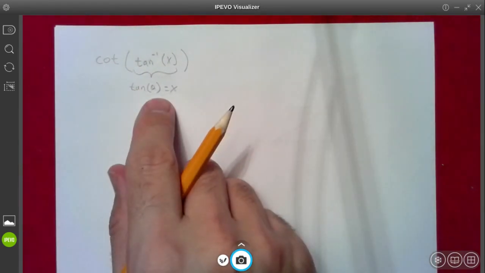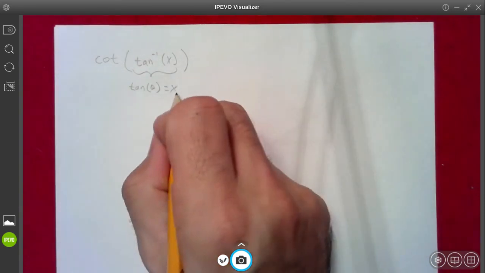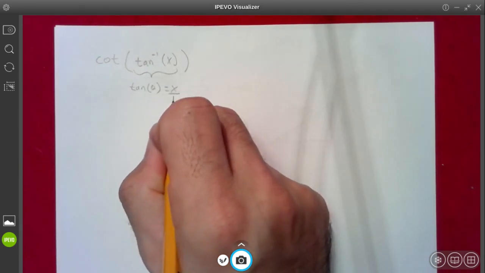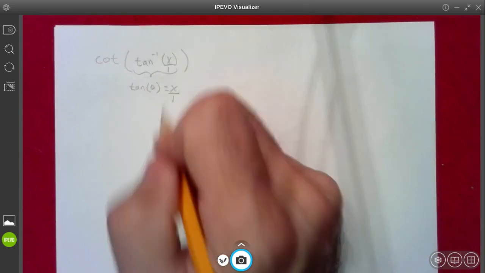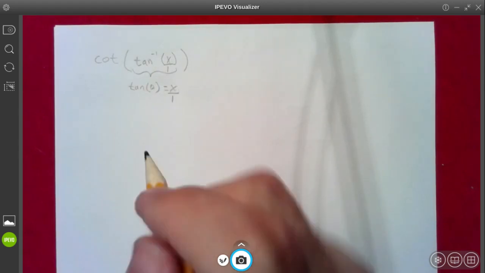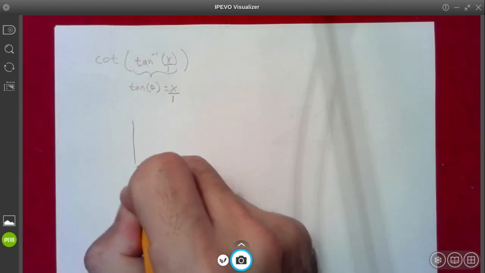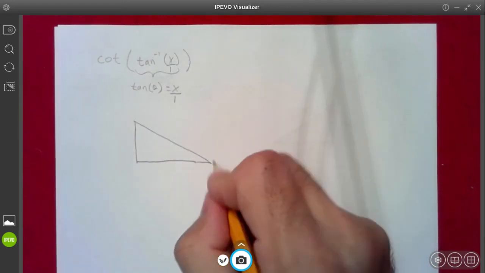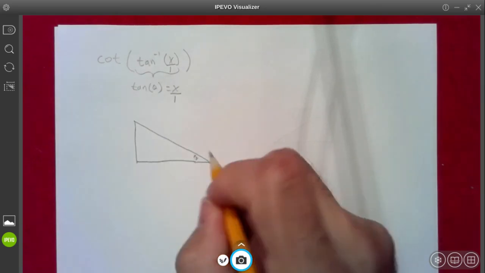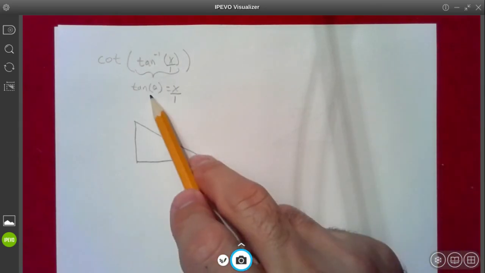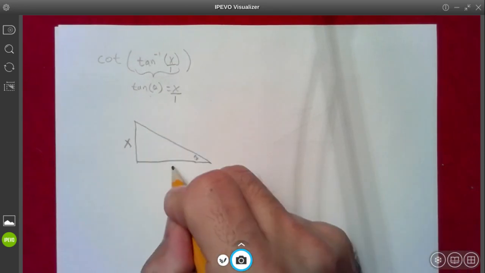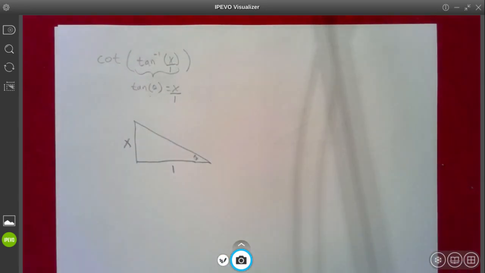So to build the right triangle for this, the thing to recall is that x is the same as x over 1. All right, that way you actually have two sides for your right triangle. All right, we have our right triangle. Again, we'll just call this theta. And we want tangent of theta to be x over 1. So tangent of theta is x over 1. There we go. And then we can solve for this side right here.